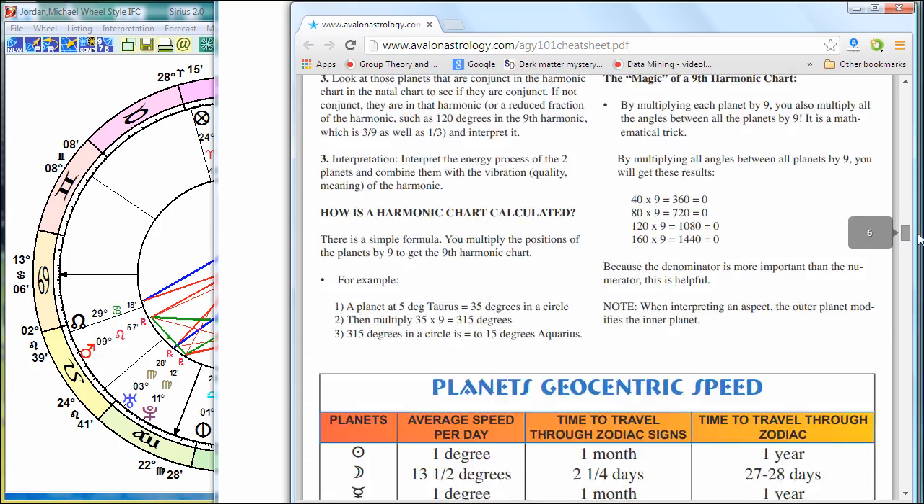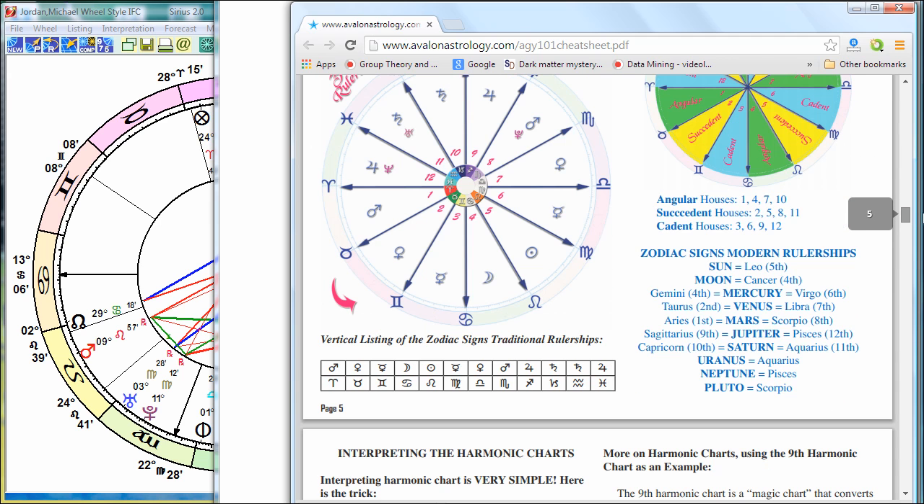Well, it's here somewhere, and I'm not seeing it. There it is. Sorry. It's right here at the bottom of this page. These are called the traditional rulers. Mars rules Aries. Venus, this is a symbol for Venus, rules Taurus. Mercury rules Gemini. What does it mean to rule a sign?